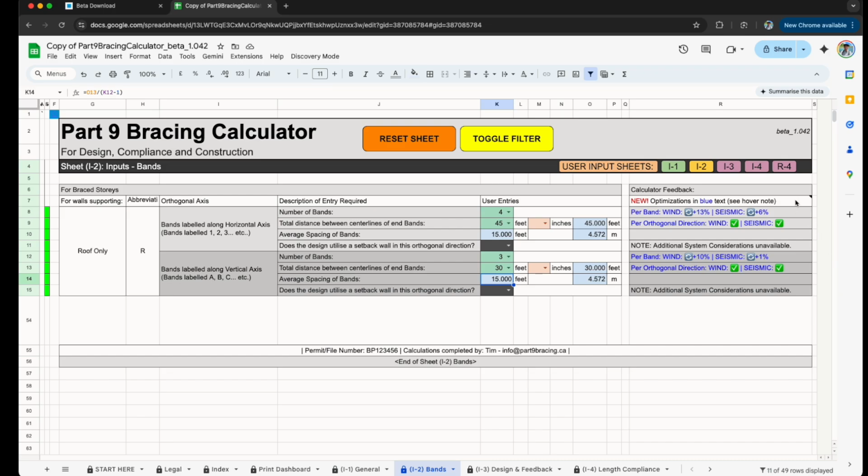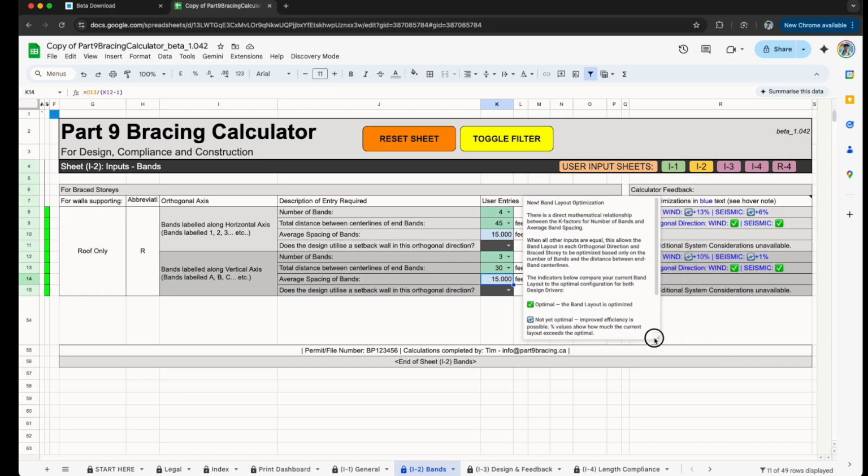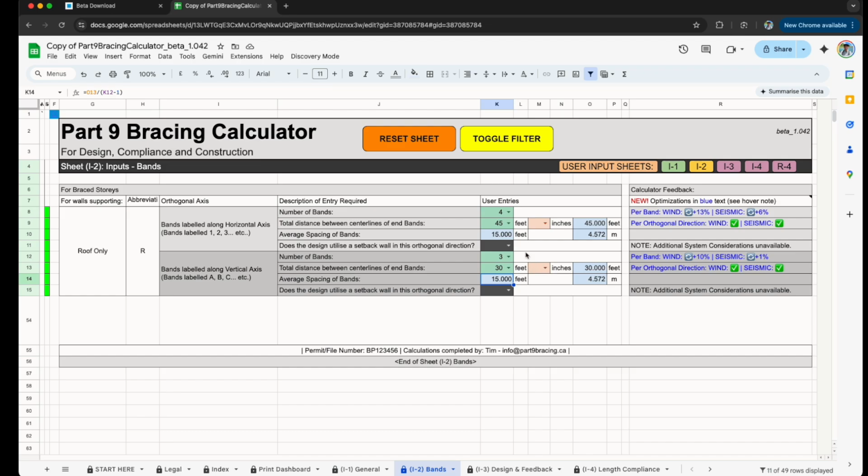Now there is a hover note that explains this in greater detail if you are looking to read through what it actually means. You can just hover over this cell for that. Basically, the thought here is that through the k-factors, which are the number of bands and average band spacing, there's a mathematical relationship, so by isolating those two functions, we can determine what the optimal number of bands is for a given total distance between the centerlines of n bands.